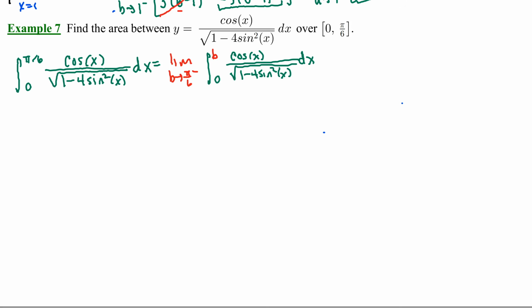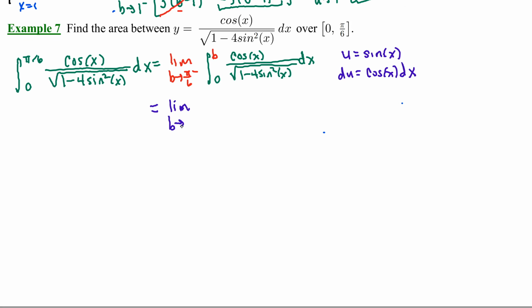To execute the integration on this particular problem, we'll make a u substitution. We can let u be sine of x, then clearly du will cover up that numerator, cosine of x dx. So let's rewrite our integral in terms of u. As always, when we make a variable change, we need to be very careful with our limits of integration.